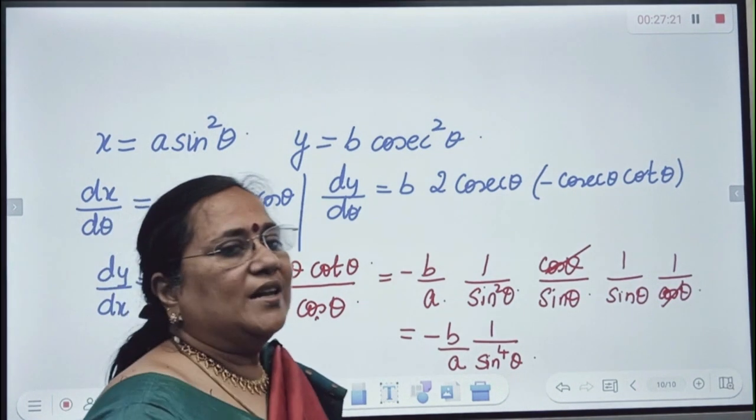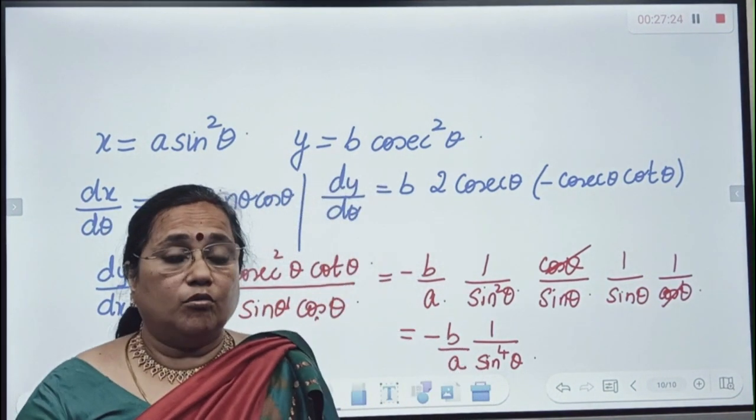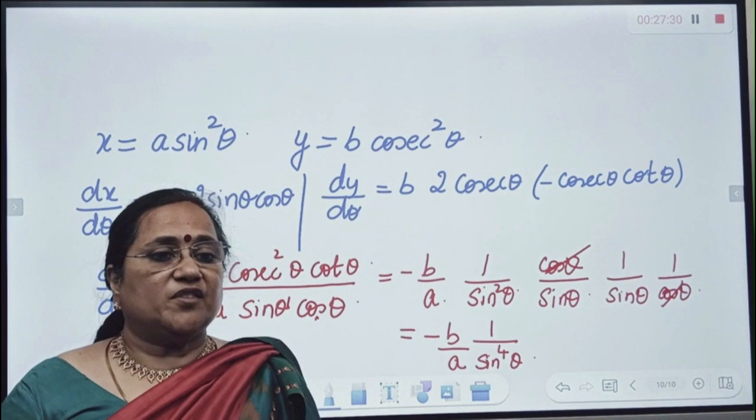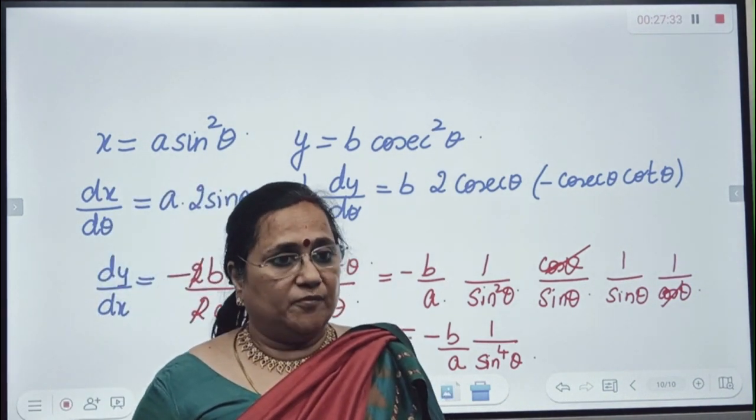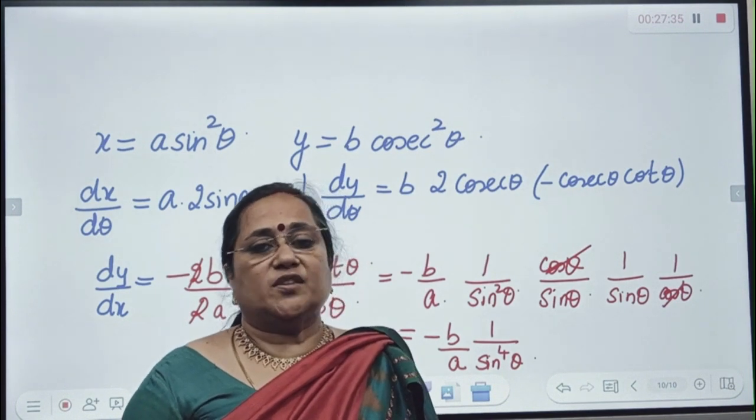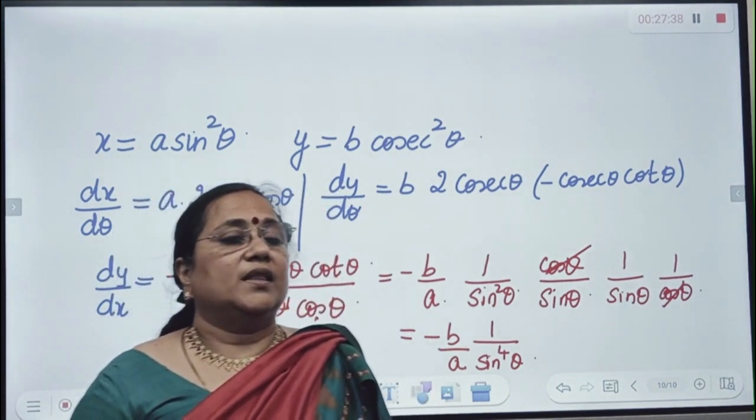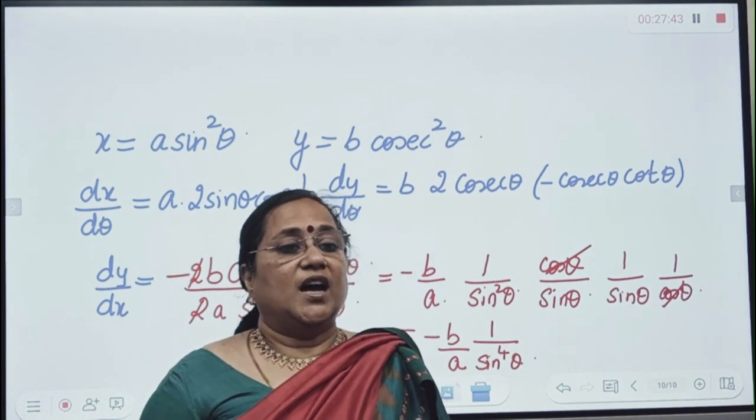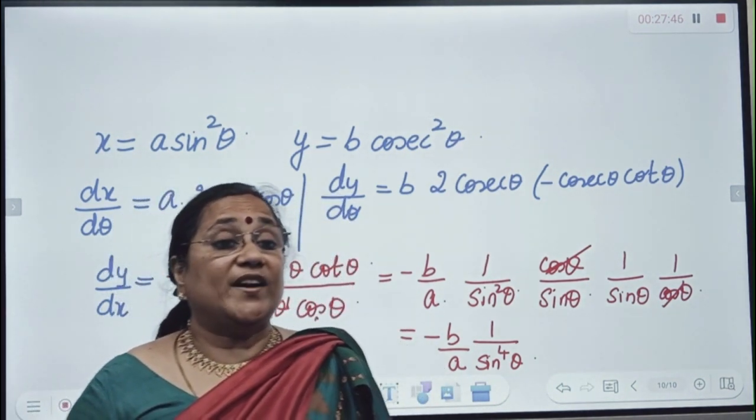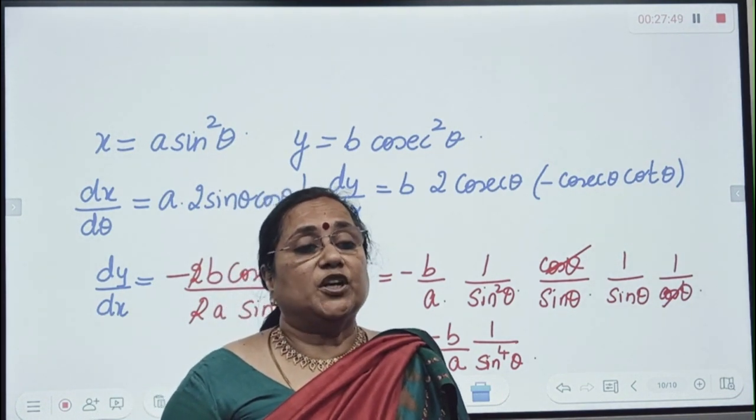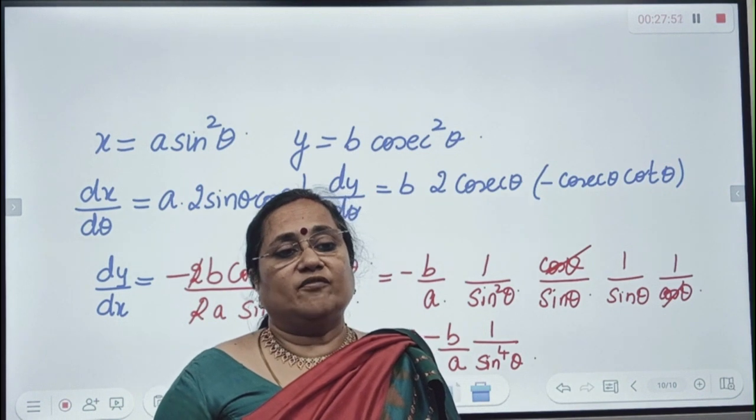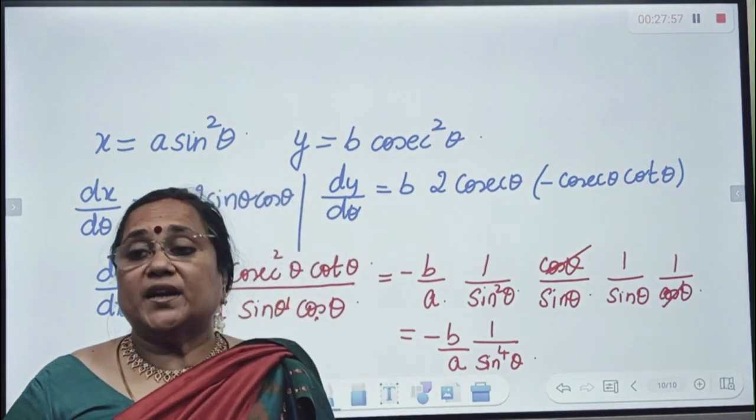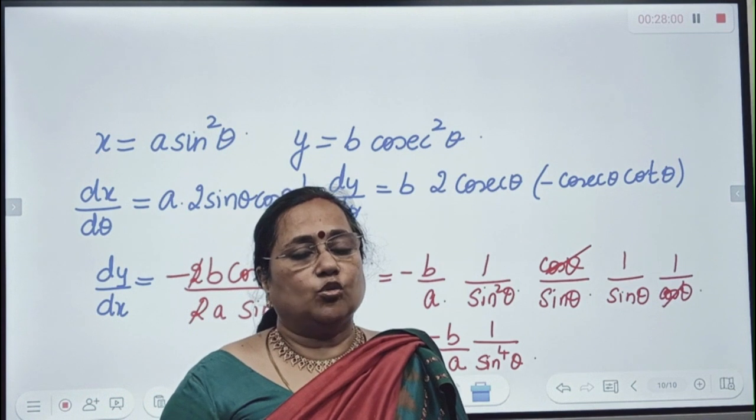So I hope at the end of this session, you have got a glimpse into how to differentiate functions given in the parametric form. If x is a function of one variable and y is a function of the same variable, for example theta, then dy by dx can be written as dy by d theta by dx by d theta. And if the value of theta is given, then you are able to find the slope of the tangent to the curve at that particular value of theta, because dy by dx geometrically means the slope of the tangent to a curve.